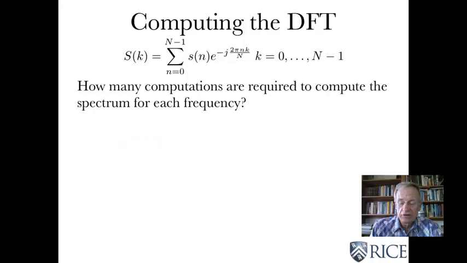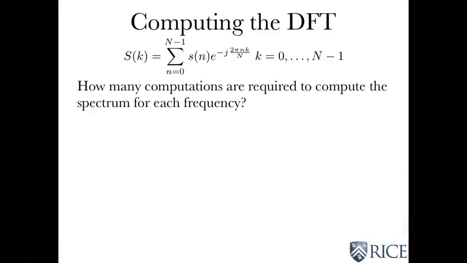So let's look at the DFT formula. We have to compute this formula. This is the formula we've seen before. And I want to look at what I have to do for each frequency. So k is fixed here. The complex exponential is fixed in terms of k. And now I want to do this multiplication by s of n times the complex exponential and add the results up. So how much work is required?